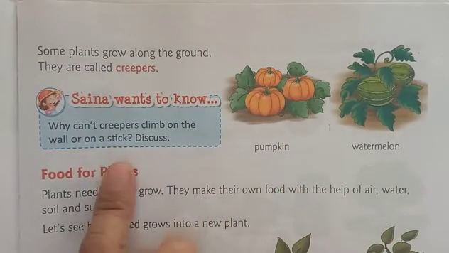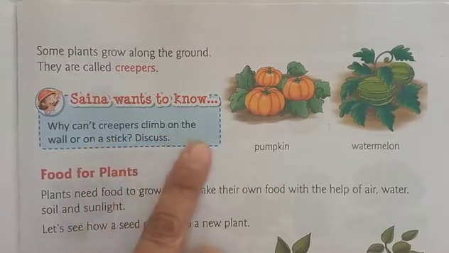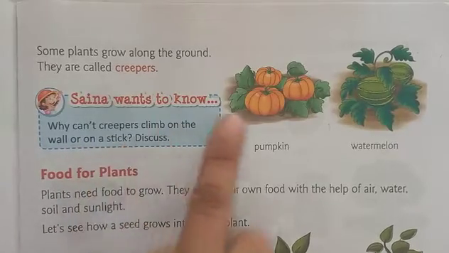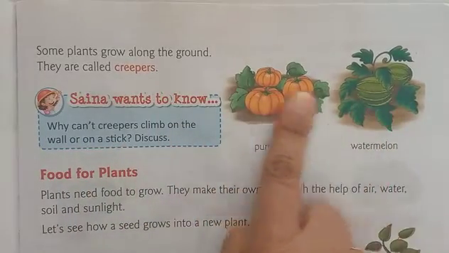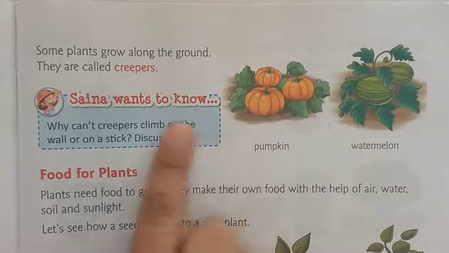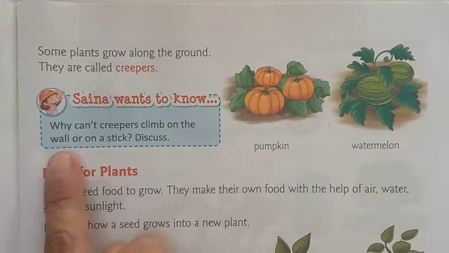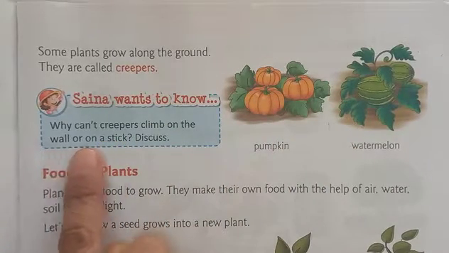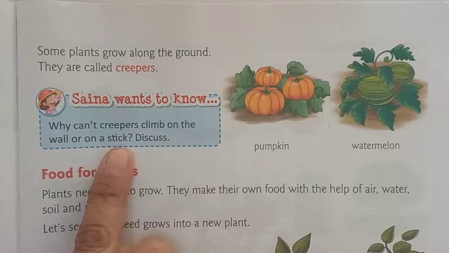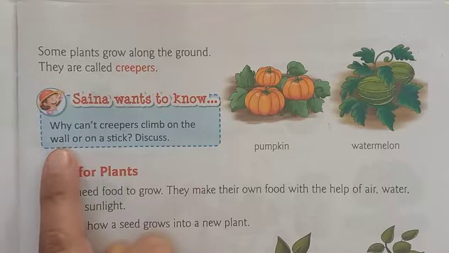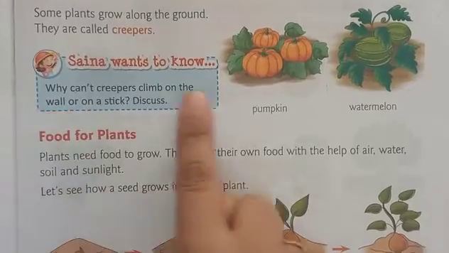Okay. So why can't creepers climb on the wall or on a stick? Because the fruits are very big. Okay, this is a fact. The fruits are very big, that's why they cannot climb on the wall or on a stick. A stick is delicate and small, and a wall is straight, so they can't climb up because there are big fruits on those creepers.